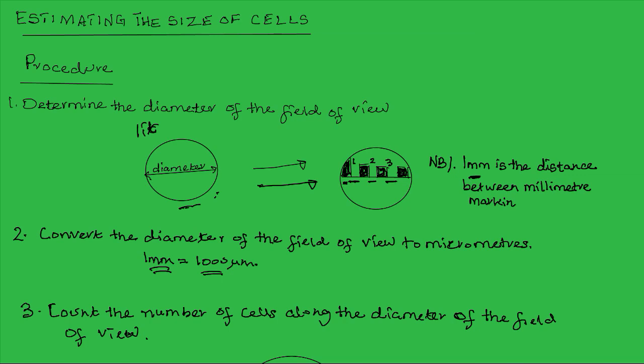So you've determined that the diameter of the field of view here is 3 millimeters, so you convert that by multiplying by 1,000, and that gives us 3,000 micrometers. The unit of micrometer is this letter mu, then m, so that stands for micrometer. So now we know that our field of view has a diameter of 3,000 micrometers.